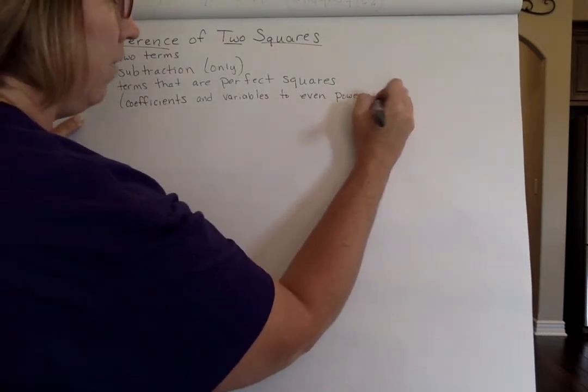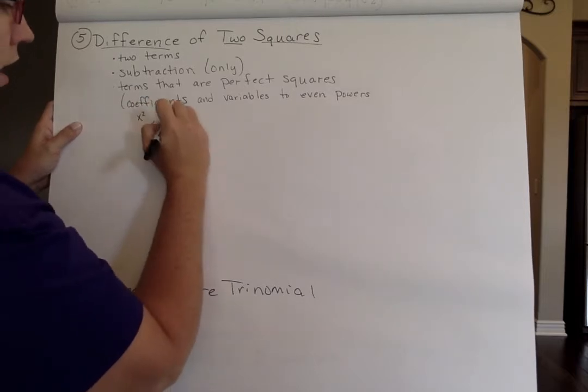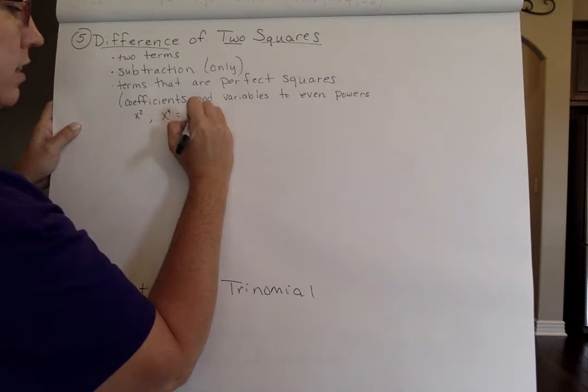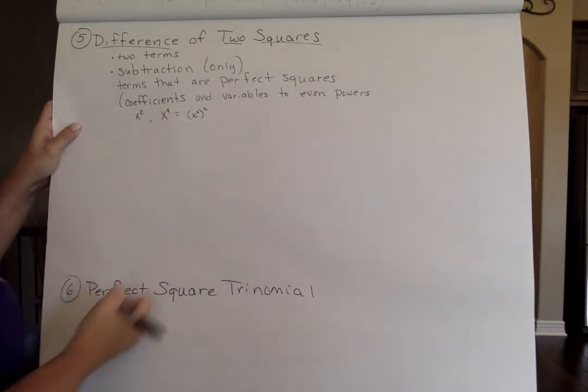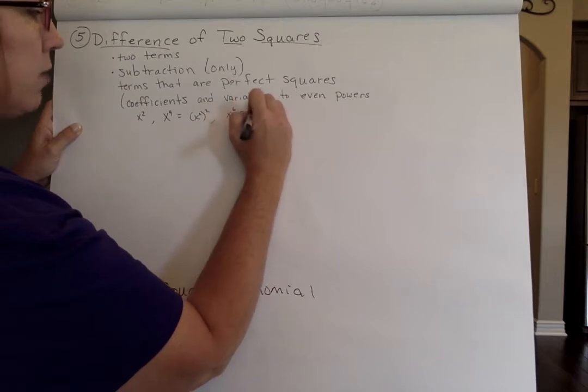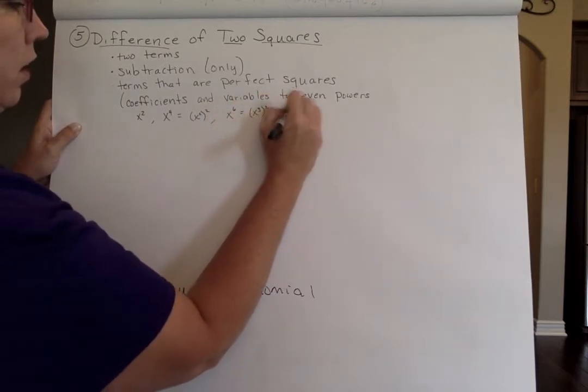Okay? X squared, right? X to the fourth is also a perfect square because we can rewrite it as x squared squared. Okay. X to the sixth is a perfect square because we can rewrite it as x cubed squared. And we'll just say etc.